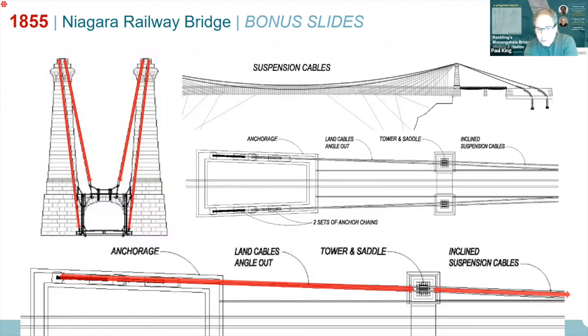So the way that he did this, and if you look in plan, on the right-hand side are the inclined suspension cables passing across the saddle on the tower. And then as you go back towards the anchorage, not only are they one behind the other, they've angled them. So the reason I bring this up is that I wonder whether or not the method he's using here, he did or didn't apply it to the Monongahela Bridge. So let's go to the next slide.